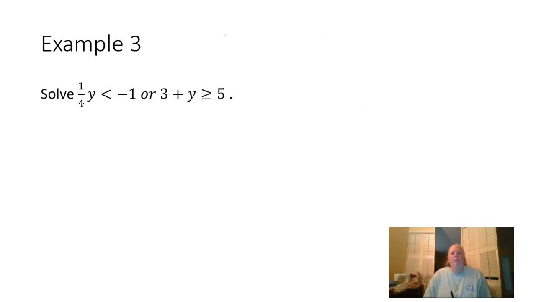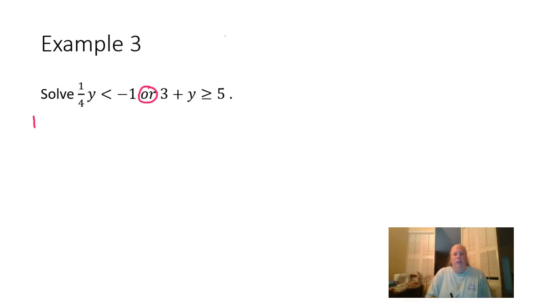For example 3, we're going to solve the compound inequality 1/4 times y is less than negative 1, or 3 plus y is greater than or equal to 5. Okay, so what we're going to do is solve each one of these inequalities individually, and then we're going to graph them and determine where the solution set occurs. Now, for OR problems, we are looking for any place where your graph has been shaded. Anything on the graph that's been shaded is going to be part of your solution set.